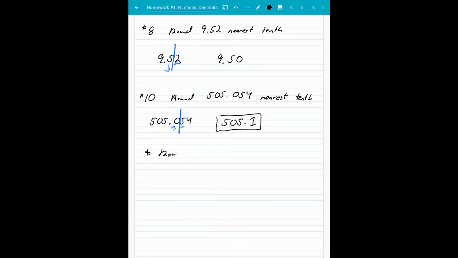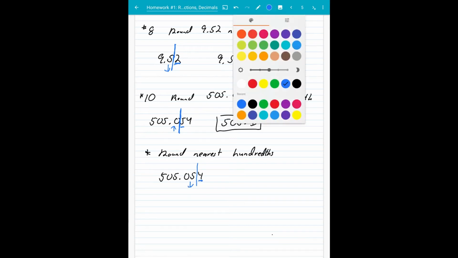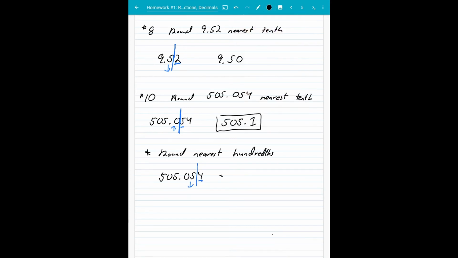What if it said round to nearest hundredths place? 505.054. Hundredths place happens to be where the 5 is this time. So this is our dividing line because this is the hundredths place. This number right here is in between 0 and 4, so we round this number down. This would become 505.05. I'm not going to put the equal sign because we're rounding. And that would be our answer.